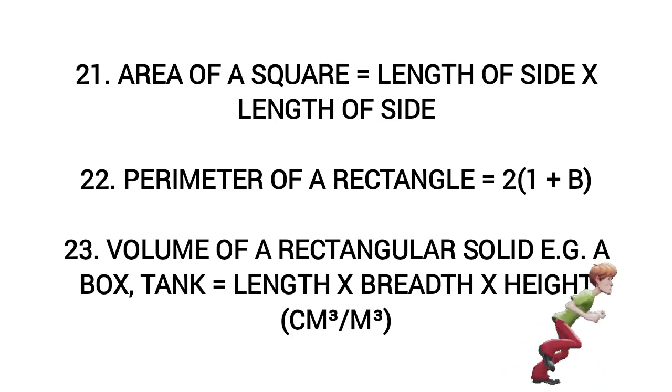Now we move to area of a square, length of side times length of side. Perimeter of a rectangle is 2 open the bracket, length plus breadth. Volume of a rectangular solid, that is a box or a tank, is length times breadth times height. They are needed for your exam.